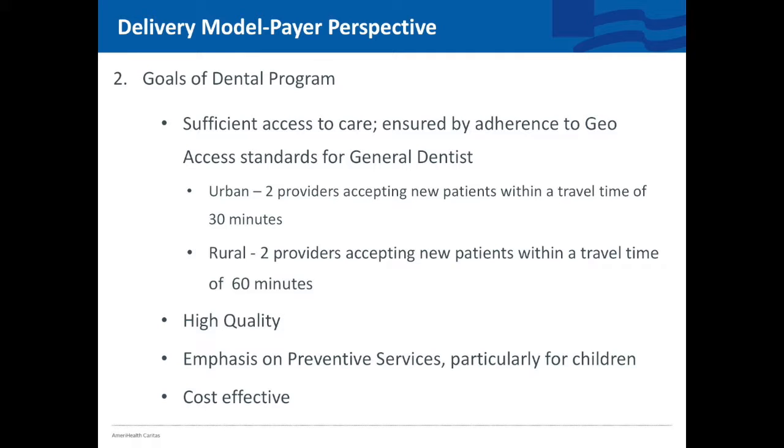We obviously aspire, in terms of general goals of our program, to high quality. We aspire to be cost effective, as we all need to do as stewards of public funds. And for us as a primarily Medicaid-focused organization, we do have some Medicare as well, but our focus is on children and on preventive care. I would estimate that our members on the Medicaid side, as with any Medicaid program, approximately 2/3 are under 21. And that's the differentiation for us between children and adults.